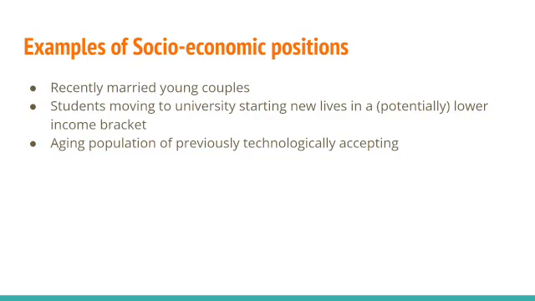Another example might be students who move into university who are in a lower income bracket, and so obviously they're just trying to spend as little as possible but get as much as possible out of it. And then another example could just be an aging population who would have been previously accepting of technology, but maybe limited by either physical limitations or financial limitations based on where in the world they are and what they do with their lives.